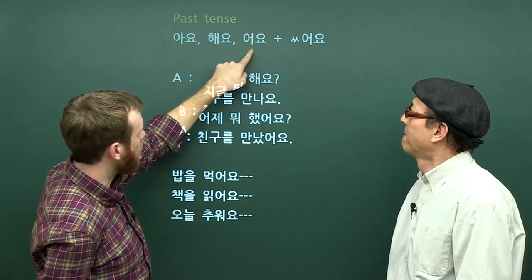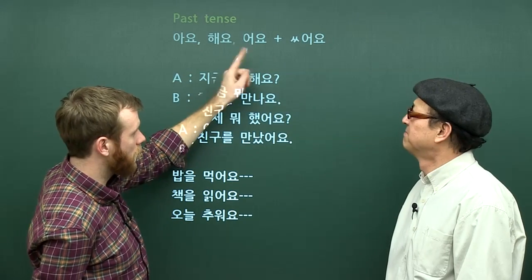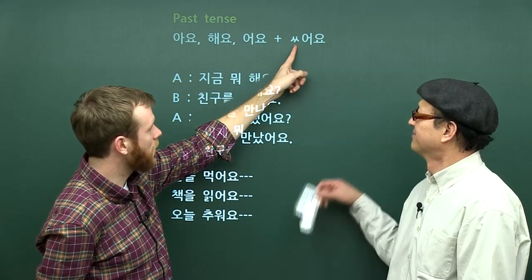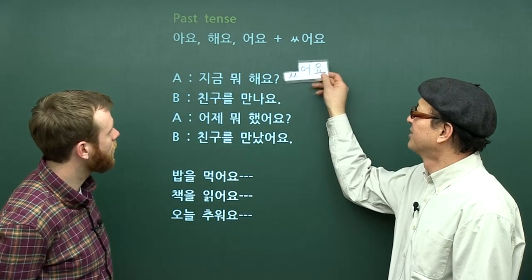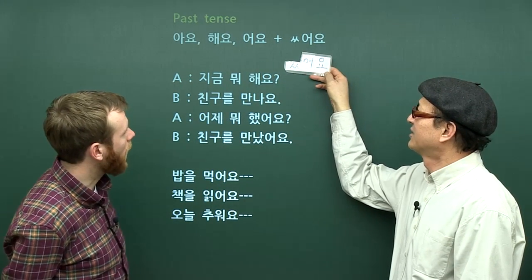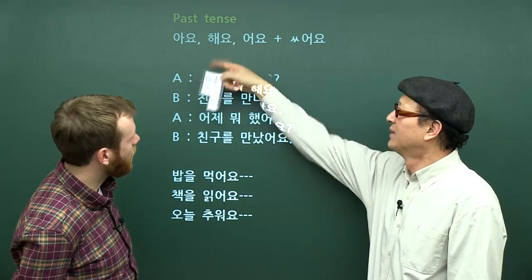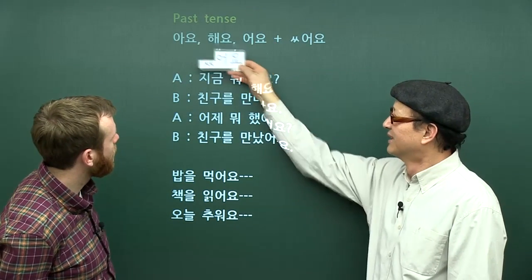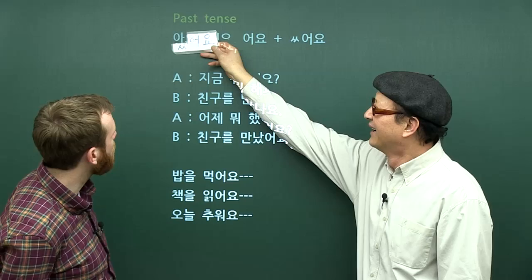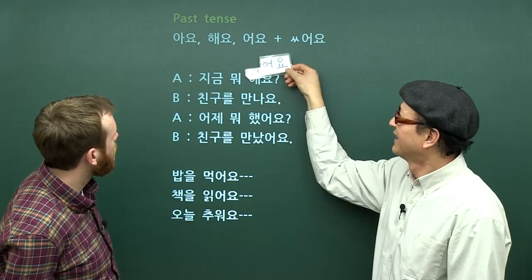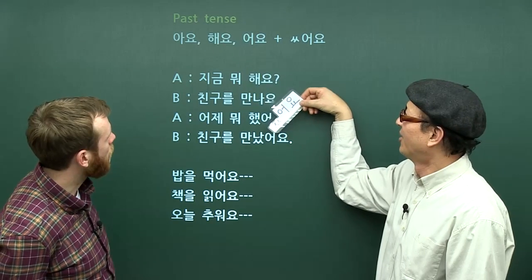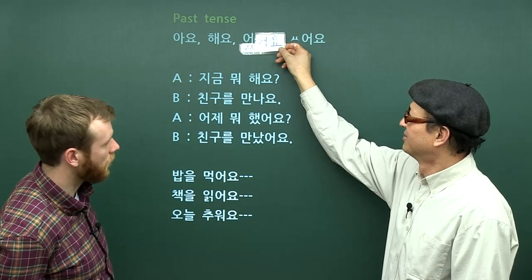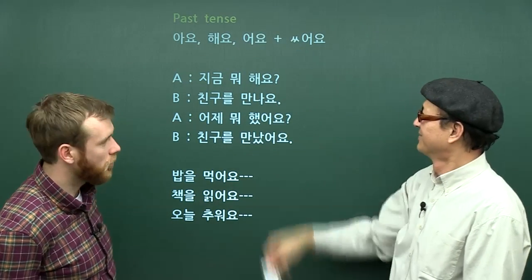When we want to make the past tense, we simply have to add ㅆ. So you delete 요, and then just add ㅆ어요. So ayo becomes ass어요. 해요, heyo, becomes 했어요. And oyo becomes oss어요. Those are the three cases.